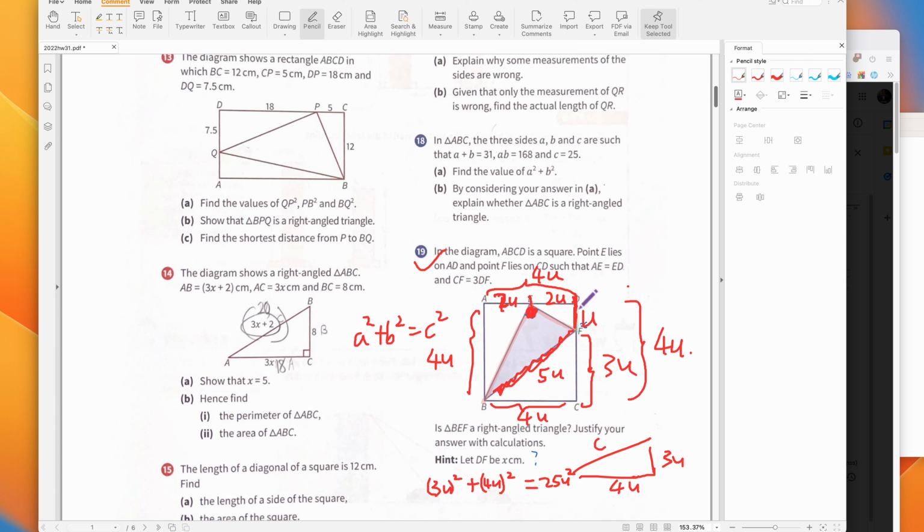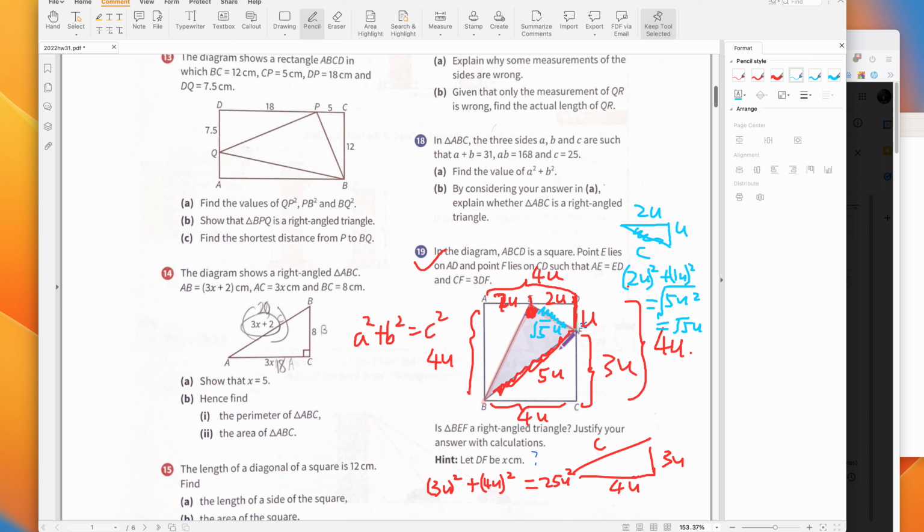Now your job is to find out what is this. Let me choose a different color. So what is this? How do you find this? Same thing, you extract this small triangle out. 2u and u. So what is this? This is your c, right? So 2u square plus 1u square. This is equal to how many? So this is 4u, this is 1u, this is 5u square. And then you square root it. So square root it, you get what? You get square root 5u. So this one is square root 5u.